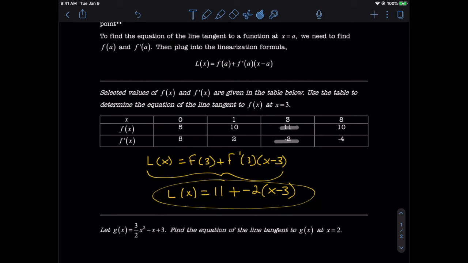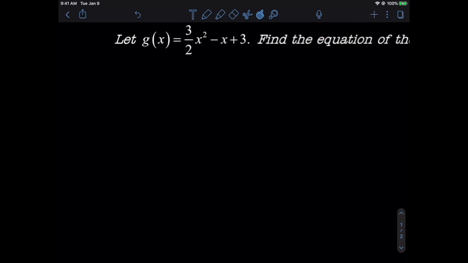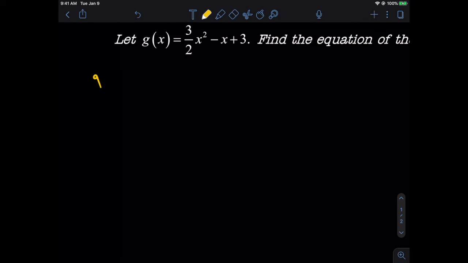Let's move on. Our next example is a little bit more routine. We actually have an equation that we can plug into here. G of x is equal to 3 halves x squared minus x plus 3. And we are asked to find the tangent line at x equals 2. So to start this off, we're going to find ourselves g of 2, then we're going to find g prime, then we're going to find g prime of 2, then we're going to plug into L of x.